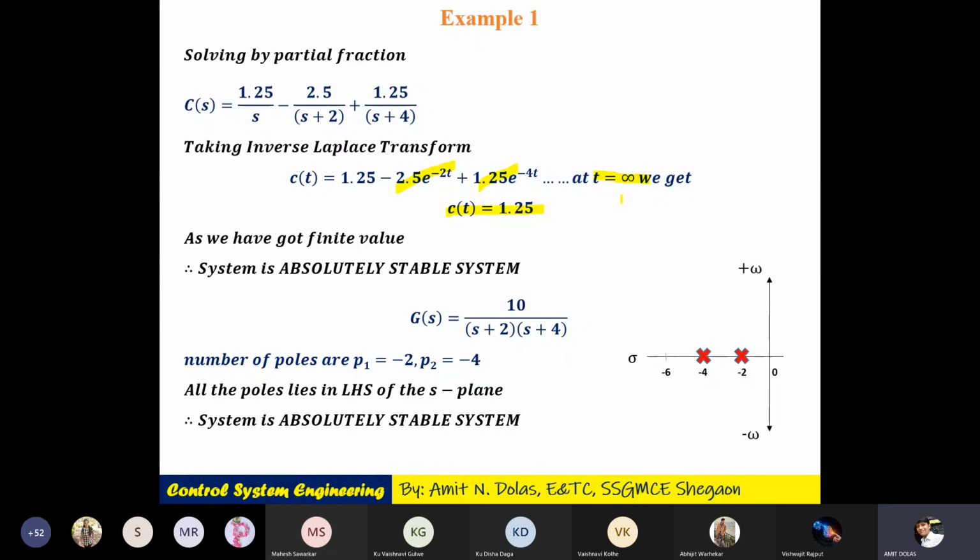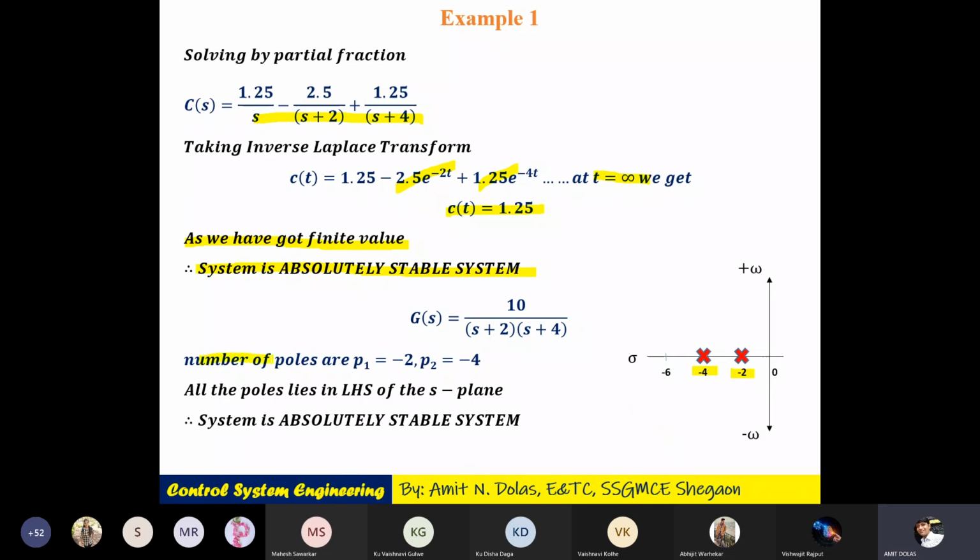Can we say it is bounded? Yes, it is a finite value, so it is a bounded. Ek example se solve kiya hai. We have got finite value, therefore the system is absolutely stable system. Aise bhi dekh sakte hain, indirectly bhi humein pata hai poles kahan hai for this system. Poles hai -4 pe aur -2 pe. Still it is absolutely stable, direct we can say.